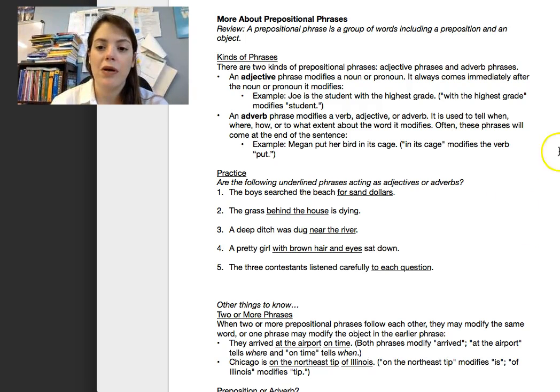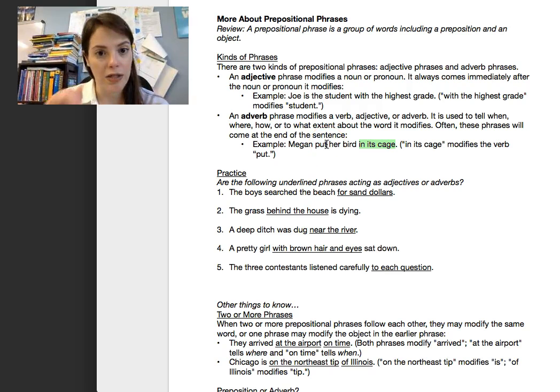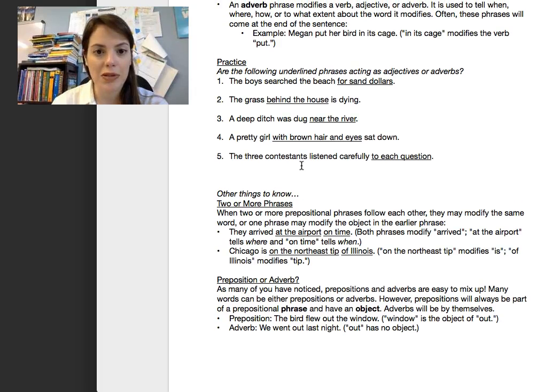So for example, Megan put her bird in its cage. So in its cage is modifying my verb put. It's telling us where she is putting it. All right, so let's do a little bit of practice and talk about whether each of these examples is acting like an adjective or an adverb. I've underlined the phrases for you, so we're just figuring out adjective or adverb.